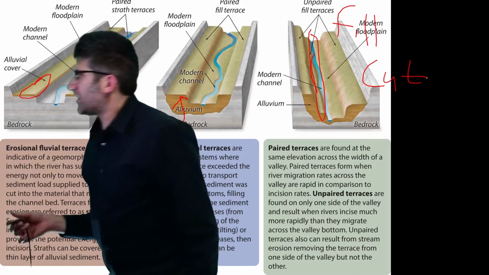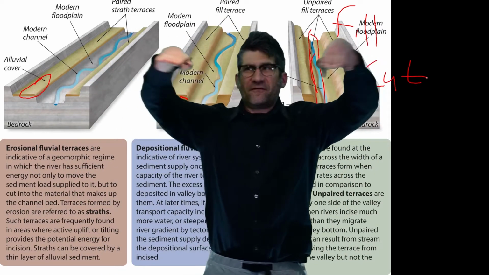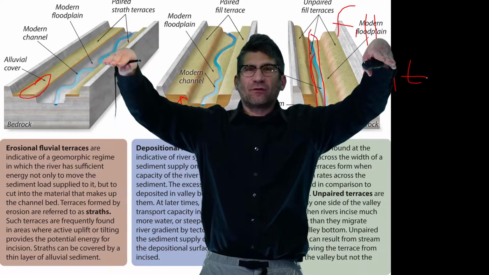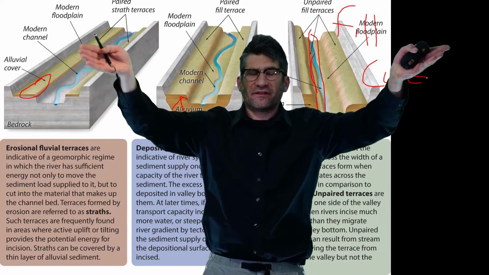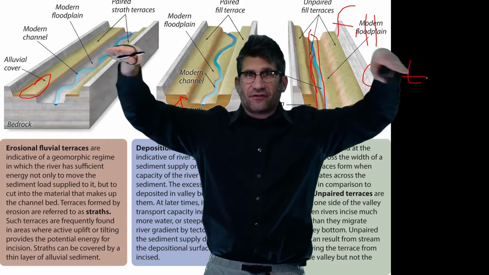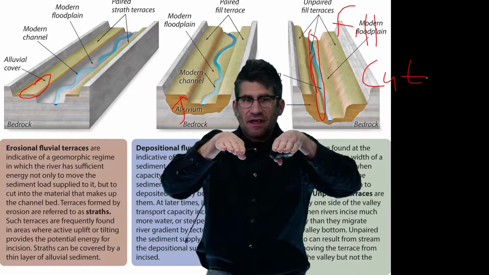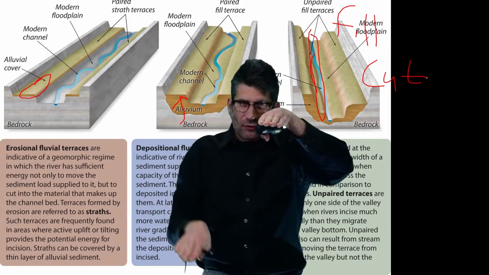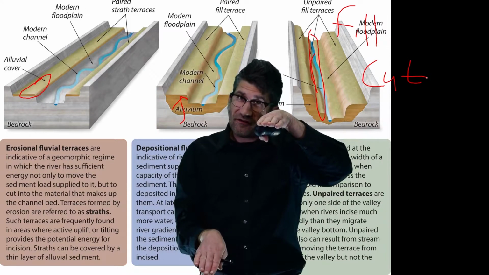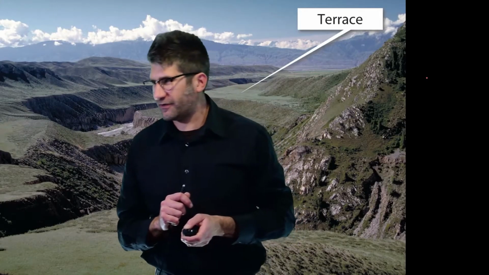Okay. Another terminology here is when your streams are incising. If you have two terraces that are at equal elevation that formed at the same time on both sides of the river, that would be a paired terrace. So your river has a terrace up here and then it cuts down into the middle down here. If it erodes off on one side and only leaves a terrace on one side of the valley, we call that an unpaired terrace. So paired and unpaired terraces.